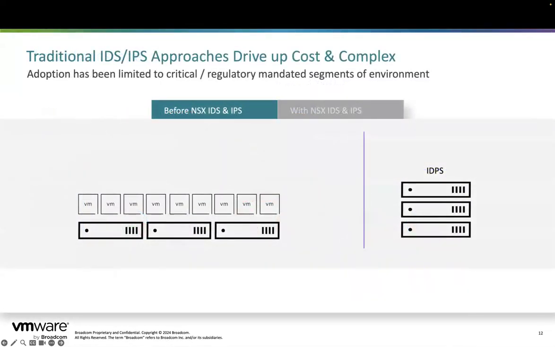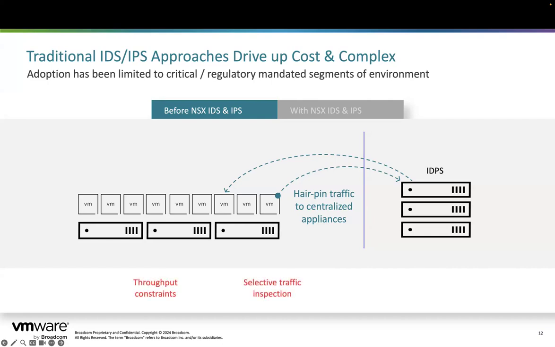So that traditional IDS IPS approach drives up costs and complexity. Adoption is often limited due to the critical or regulatory mandated segments of the environment because that hairpinning of traffic can cause issues in the way applications perform. And oftentimes, application performance takes precedence over the security piece. So there's throughput constraints, there's selective traffic inspection, and there's lack of vMotion support or stale policies.